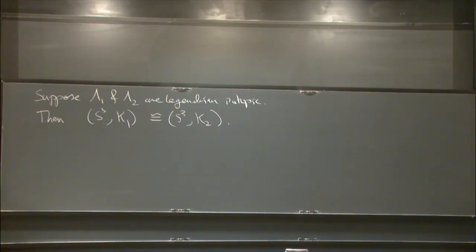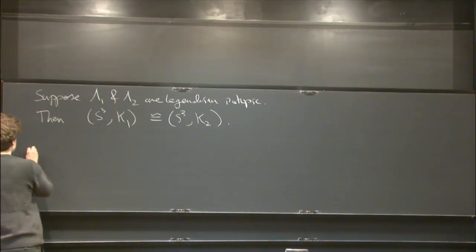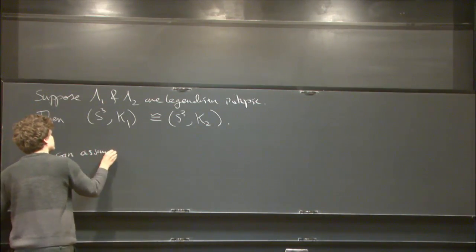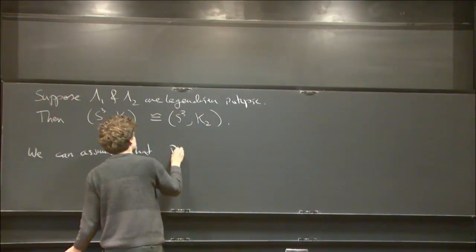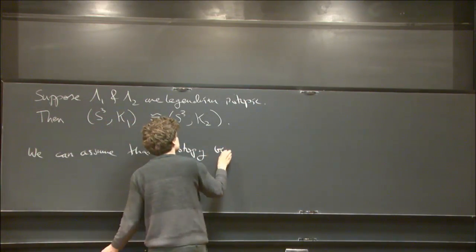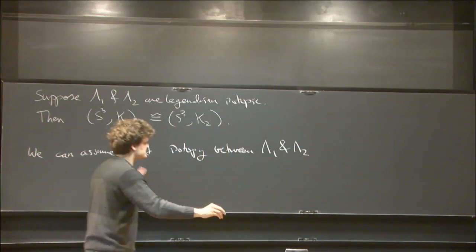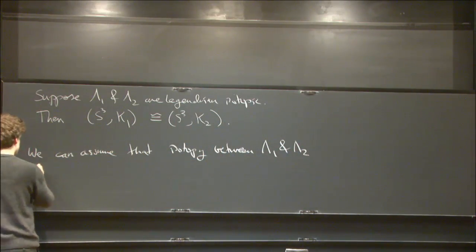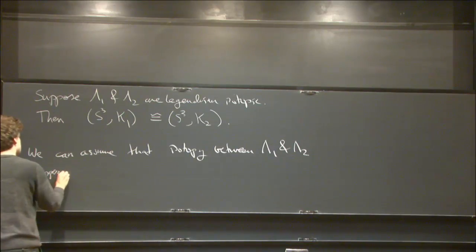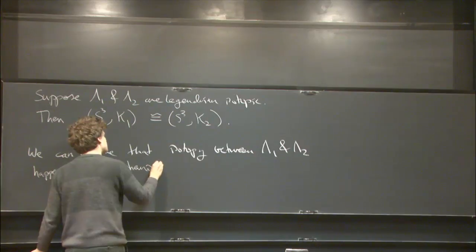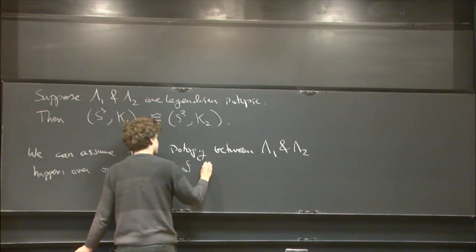So the proof uses this Guillermo-Kashiwara-Shapira theorem. So first of all, we can assume that the isotopy between lambda 1 and lambda 2 happens entirely inside of, or over, one hemisphere of the 3-sphere.